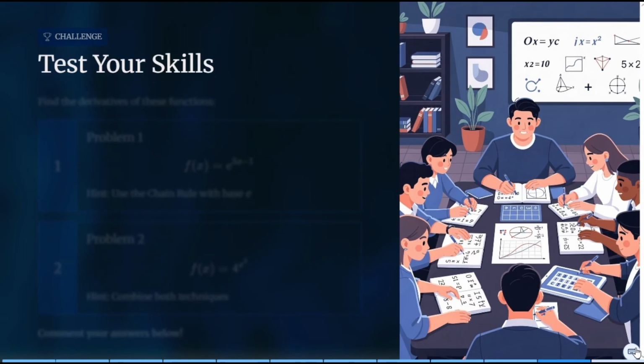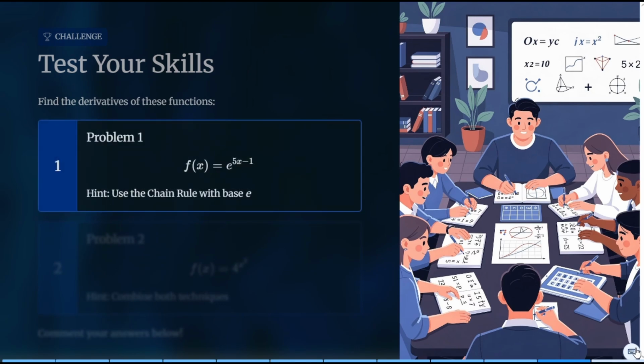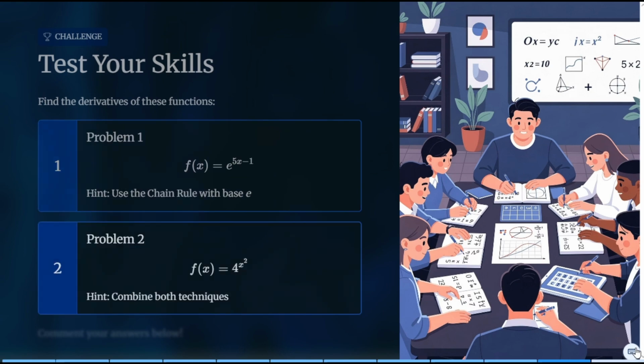Here's your challenge for today. Find the derivatives of these functions. Problem 1, you'll want to find the derivative of f of x equals e to the power 5x minus 1. You'll need to use the chain rule with base e. In the second problem, find the derivative of f of x equals 4 to the power x squared. You'll need to combine both techniques.